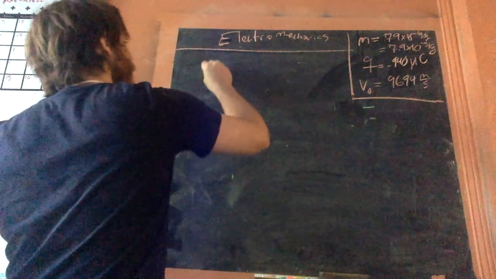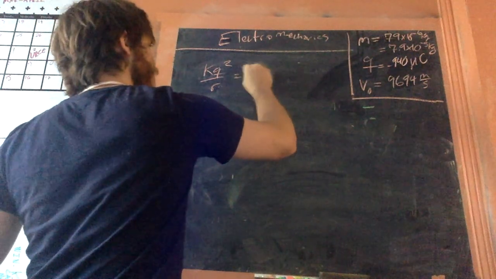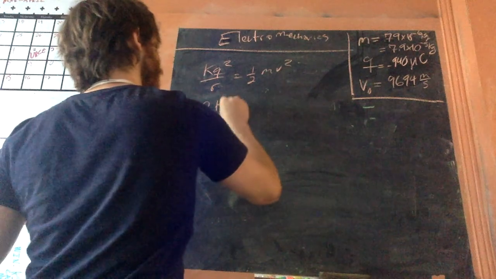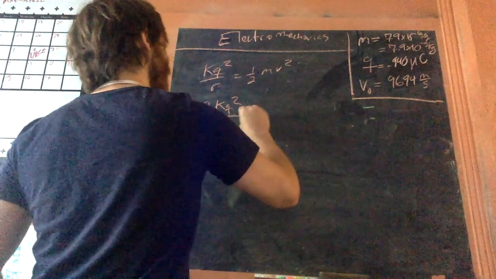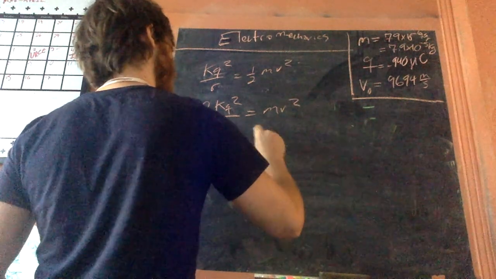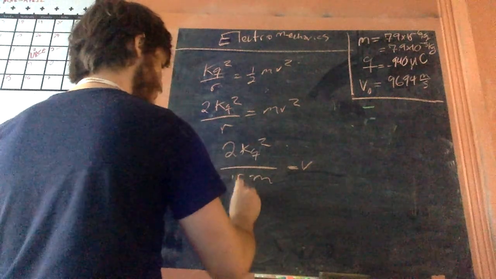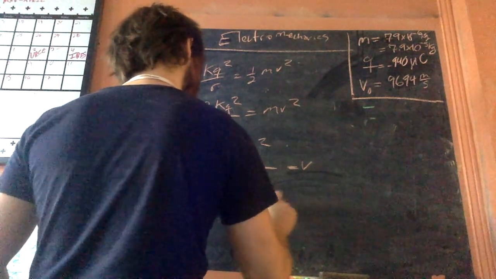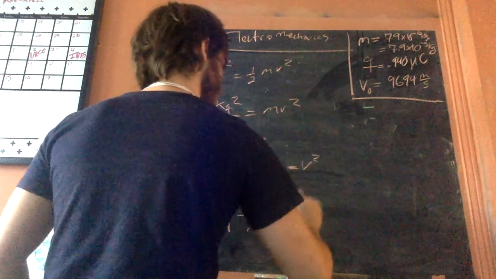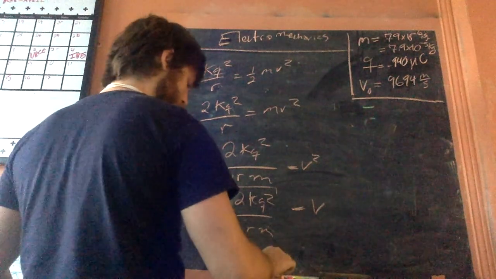We get k q squared over r equals 1/2 mv squared. So then 2 k q squared over r equals mv squared. So 2 k q squared over r m is equal to v squared. So then the square root of 2 k q squared over r m is equal to v. And we're done. So I'll circle this and then we will circle back around.